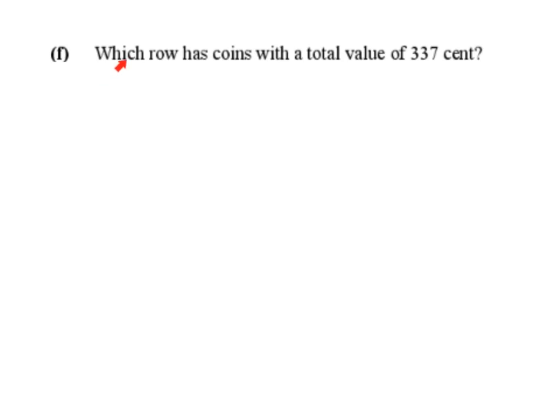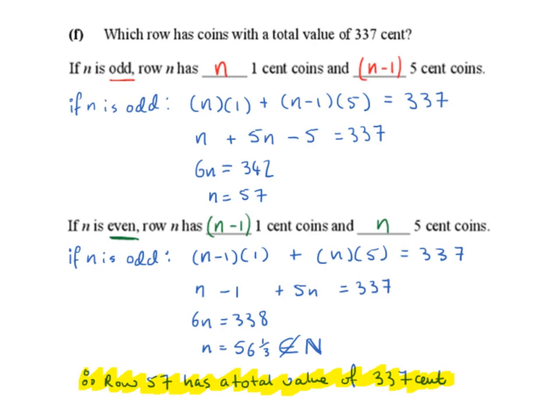Question F. Which row has coins with a total value of 337 cent? So the first thing to note here is that we don't know if the row, which has a total value of 337 cent, is an even row or an odd row. So we're going to have to try with both. So let's start with odd.